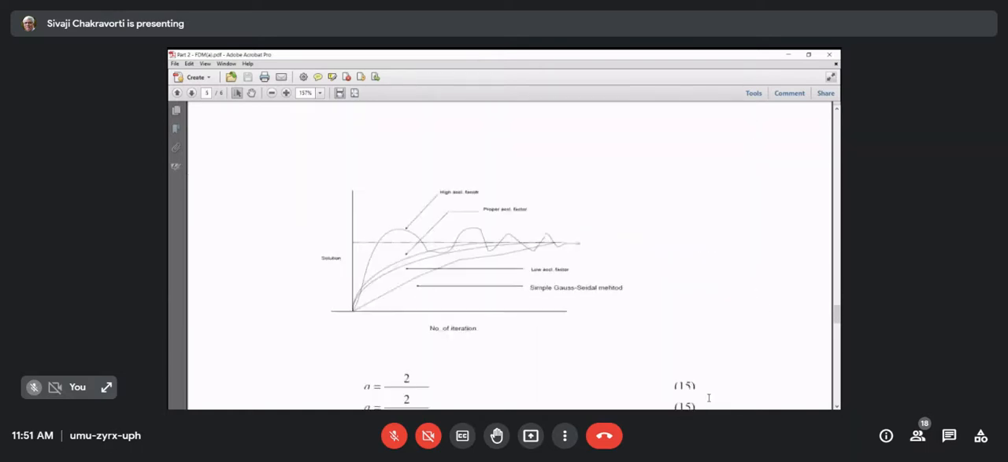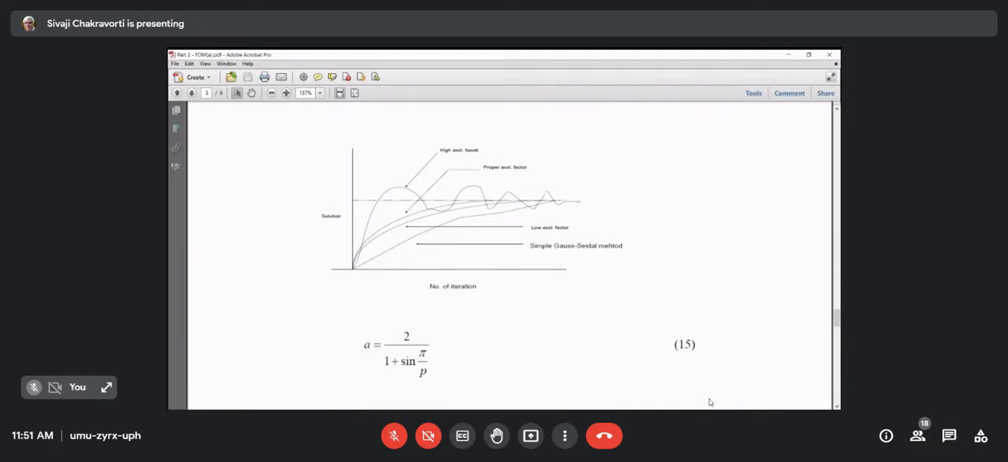But many times we have to be very careful that this acceleration factor, if it is very high, then what happens? The solution oscillates around the final value, so it will take a long time to reach the final value. On the other hand, if this acceleration factor is low, it will take a very long time. There will be no oscillation, but it will go very slowly to the final value. But if we have a good acceleration factor, then it will reach the final value without oscillation at a reasonable time. That means with a reasonable number of iterations.